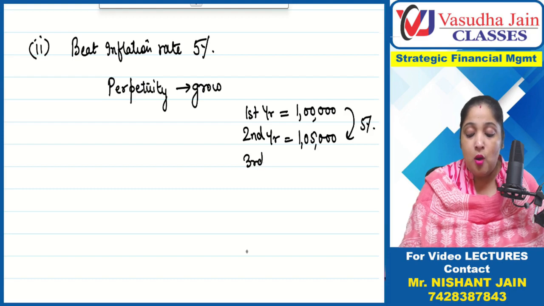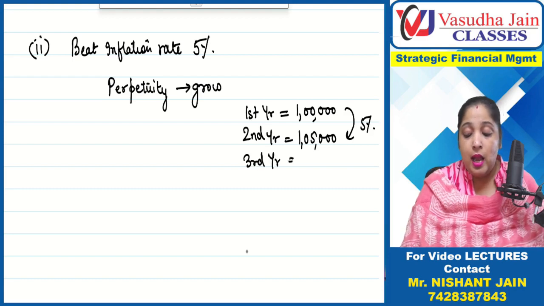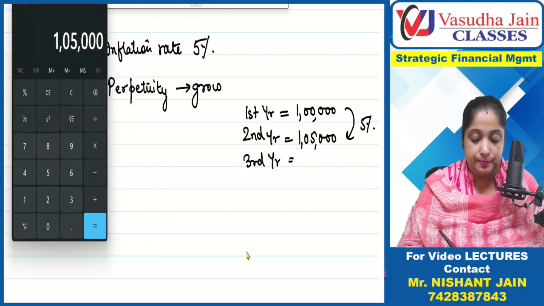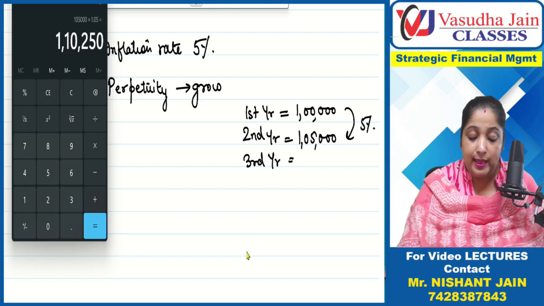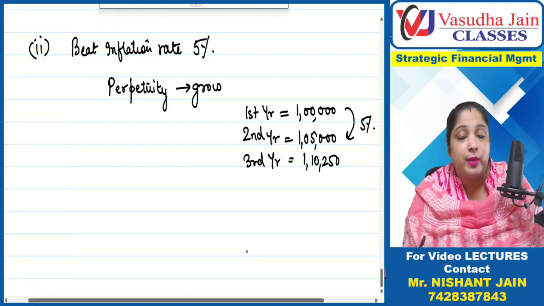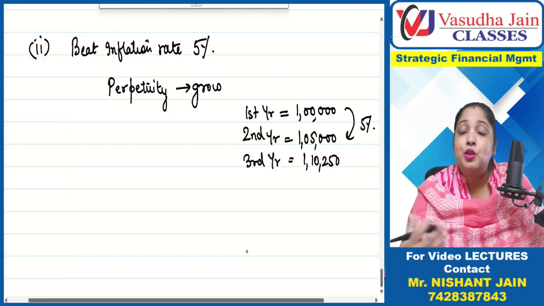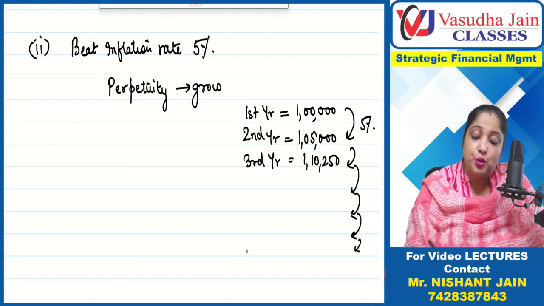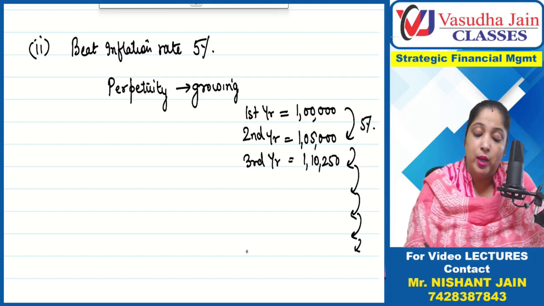Then the bank should offer me on the third year 5% more on 1,05,000. That means 1,05,000 into, let's say, 105%. So I should be getting 1,10,250. So on the previous year, whatever inflow I'm getting from the bank, from my investment, every year this return should increase by 5%. This I want. This is called growing perpetuity, and the growing rate I have mentioned.